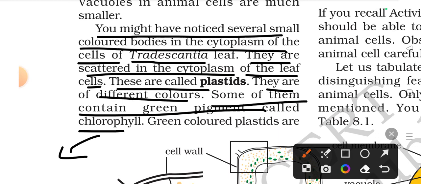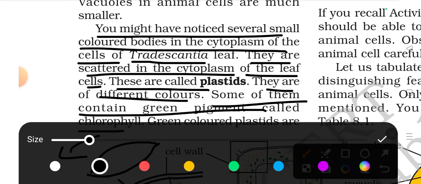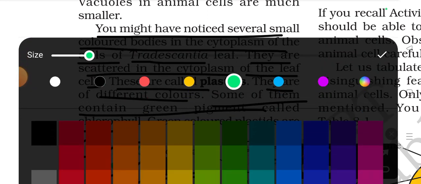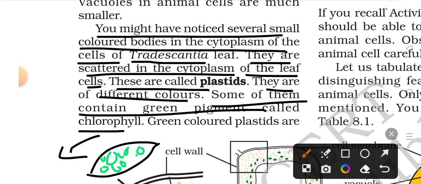But there's a controversy. This is a leaf. Now inside a leaf, there is green color cytoplasm. There is plastid, something like a small structure in the cell. And then what is the plastid? In plastid there is a green color pigment called chlorophyll. So this is nothing but the chlorophyll.